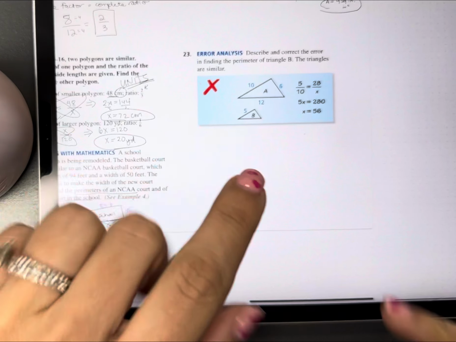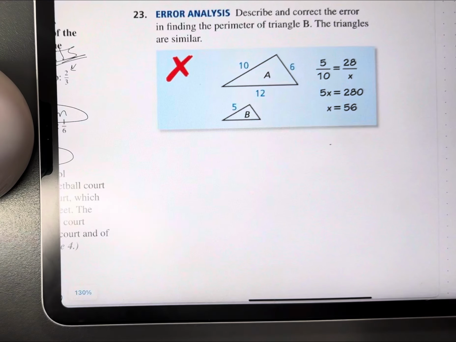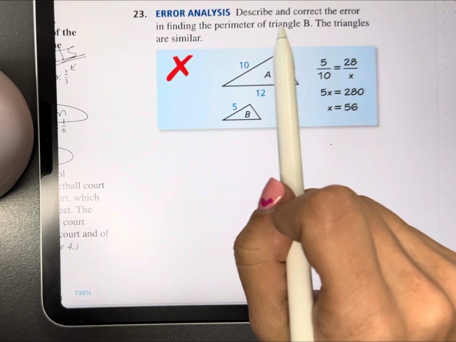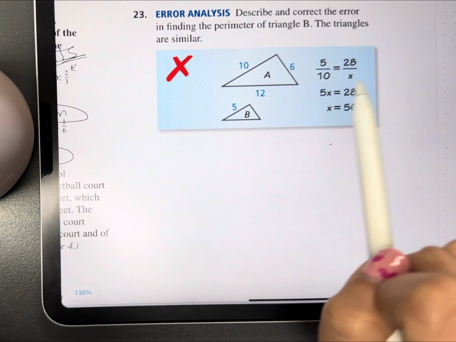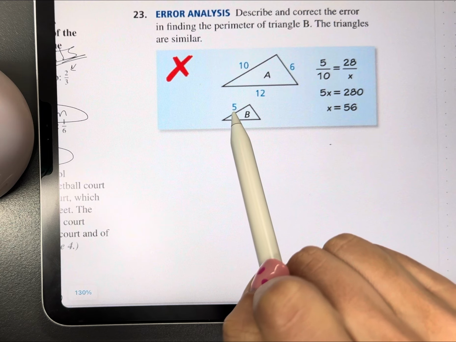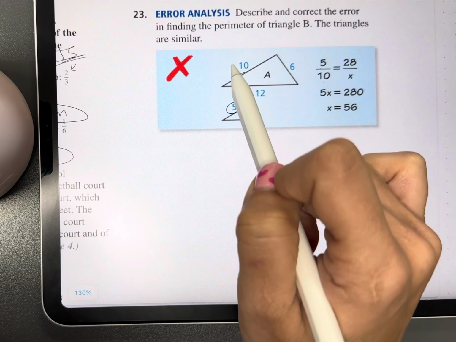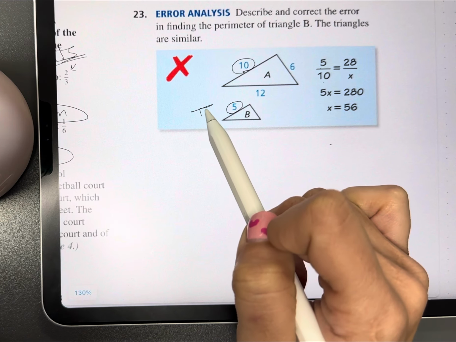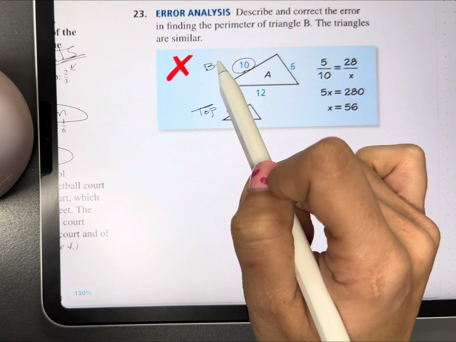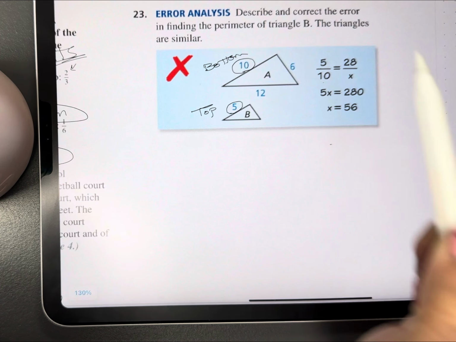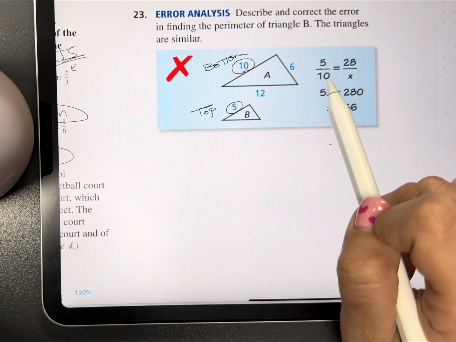Last but not least, some error analysis. Describe and correct the error in finding the perimeter of triangle B. So they made the ratio by taking 5 over 10. So they made this the top. They made this the bottom. No problem, but they are committed now. They're in a committed relationship to that thing.